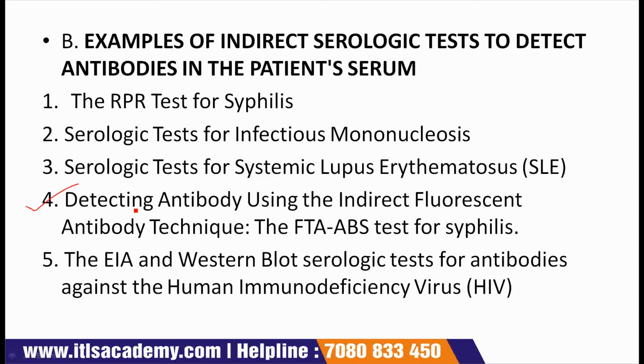Next is detecting antibody using the indirect fluorescent antibody technique, the FTA-ABS test for syphilis. The FTA-ABS test is a confirming test for syphilis since it tests especially for antibodies in the patient's serum made in response to the syphilis spirochete Treponema pallidum.